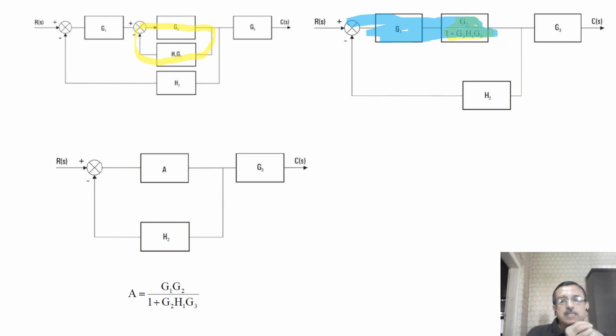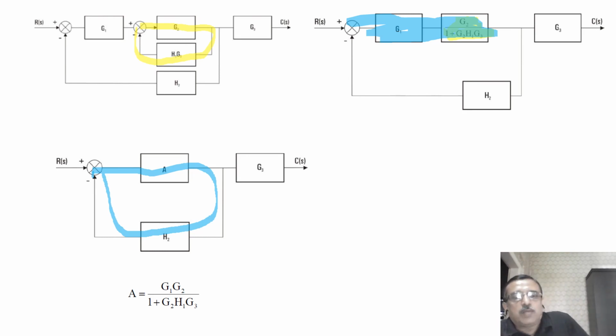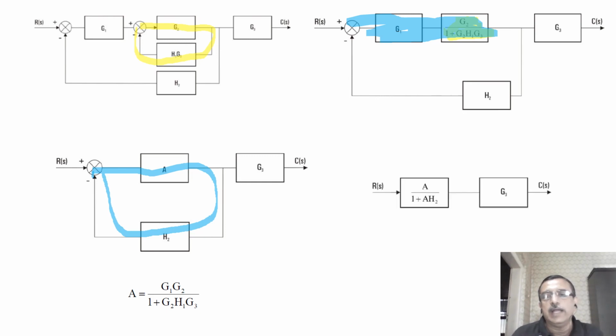Now what should I do now? Are there any cascade blocks? No. Are there any loops? Yes. So this is a loop. And what is the transfer function of this loop? That will be A by 1 plus A H2. So I will simplify this blue and get this blue here: A by 1 plus A H2.